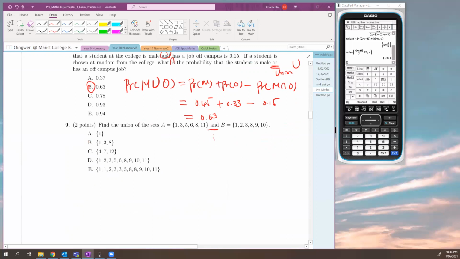Question 9, find the union of the sets A and B with those elements. We're talking about these two sets, but finding the union. To find the union, we're going to have this or this, so we're going to have all of the options. So we've got 1, 2, 3, we don't have 4, we have 5, 6, 8, 9, 10, and 11. So that would be this one, 1, 2, 3, 5, 6, 8, 9, 10, and 11. Not this one, because in your sets, no repeating.